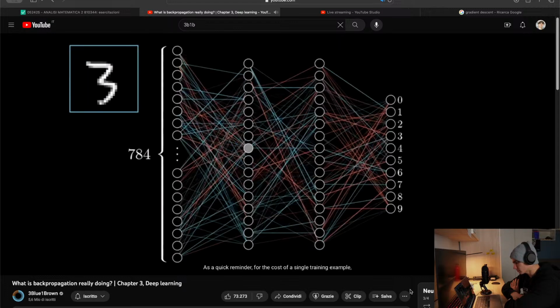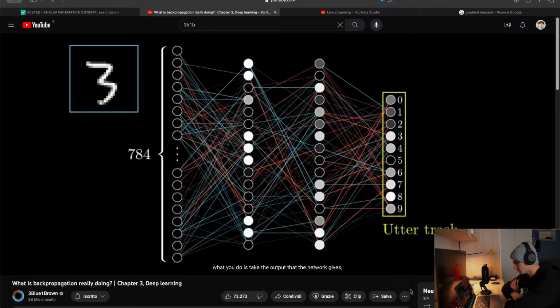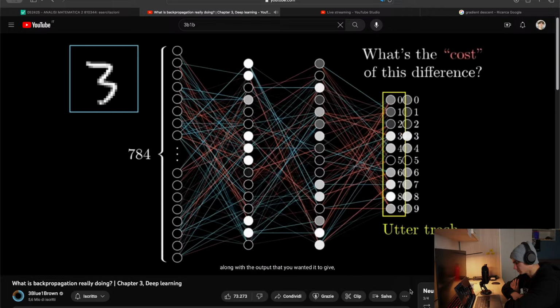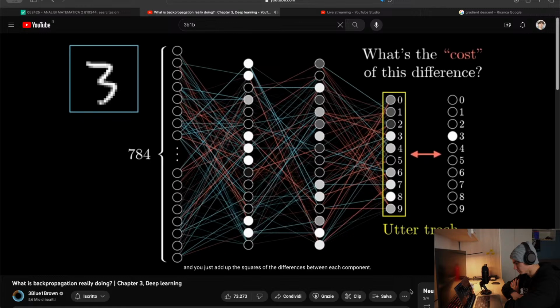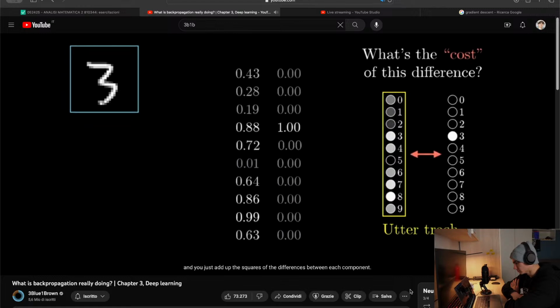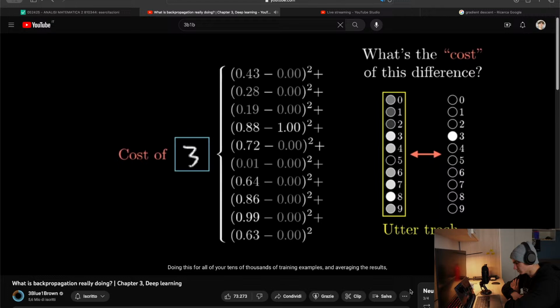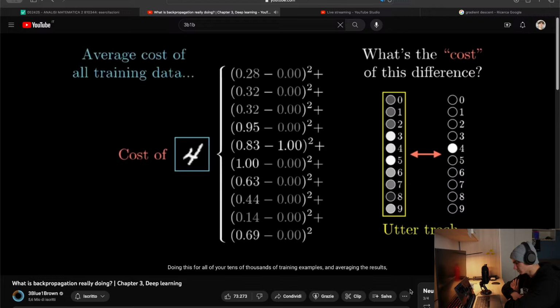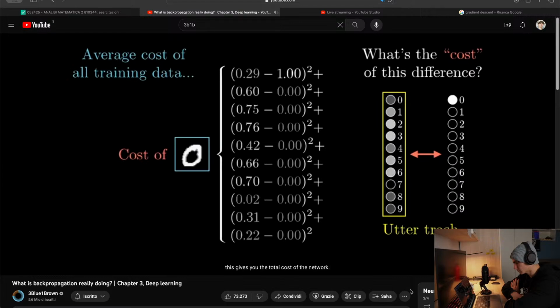As a quick reminder, for the cost of a single training example, what you do is take the output that the network gives, along with the output that you wanted it to give, and you just add up the squares of the differences between each component. Doing this for all of your tens of thousands of training examples and averaging the results, this gives you the total cost of the network.